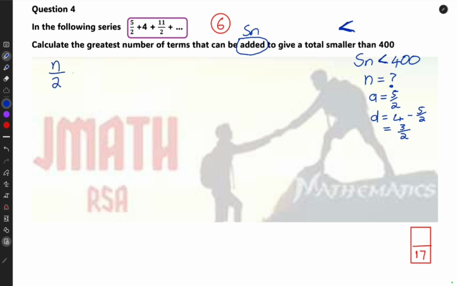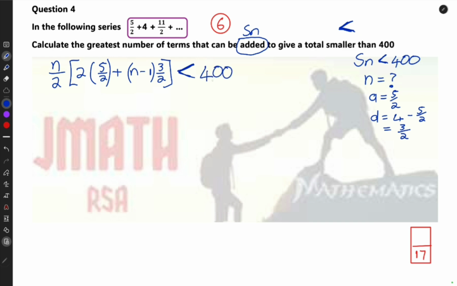That's what I'm looking for. And then 2a was 5 over 2 plus n is what I don't know. And then d is 3 over 2. Okay, and that must be smaller than 400.